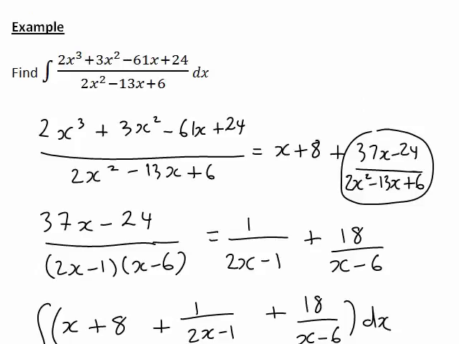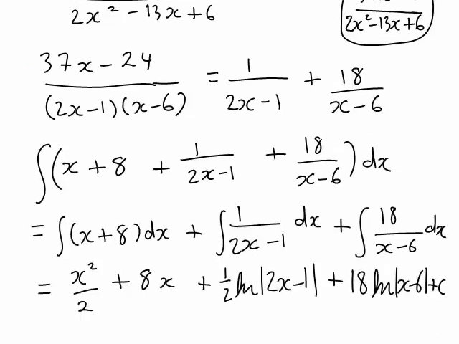So the main process, because the degree of the numerator was greater than or equal to the degree of the denominator, in this case it was greater than it, we used long division initially. Using the proper rational function that resulted, we split that up into partial fractions, and that then allowed us to integrate our expression term by term to obtain our answer.